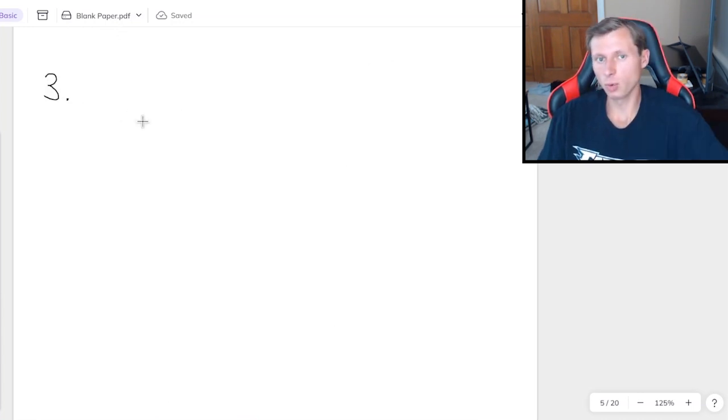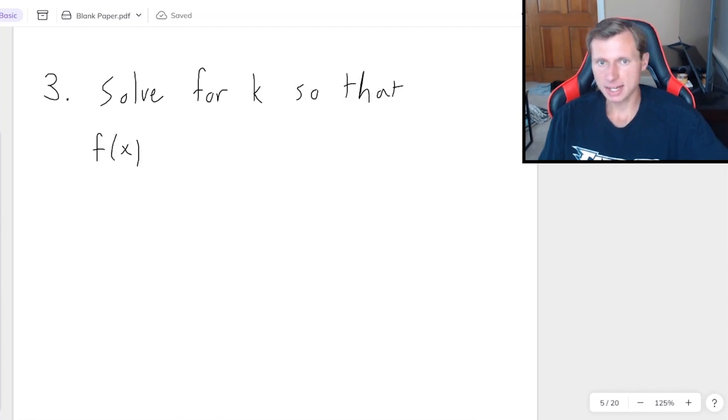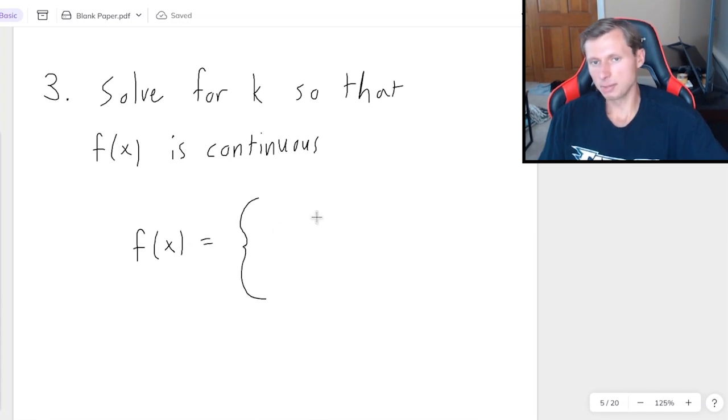Okay, now we just have one more I want to look at today. For this question, it's going to be a little bit different. I want you to solve for a value of k so that f of x is continuous. And let me give you the function f of x, which is going to be a piecewise function with 2 parts. The first part is x squared minus 4 over x minus 2, and that's when x does not equal 2. And then for the second part of the piecewise function, it's going to be x minus k, and that's when x does equal 2.